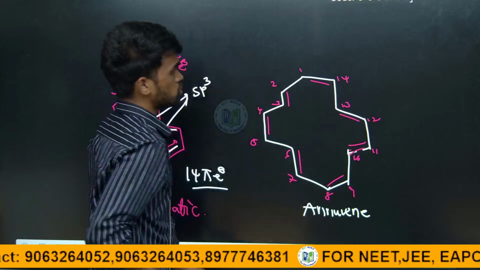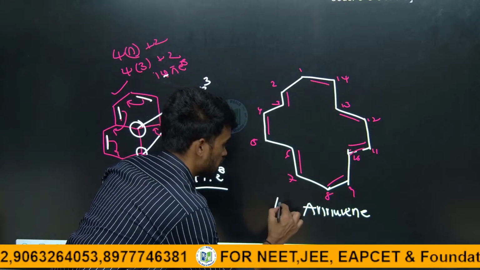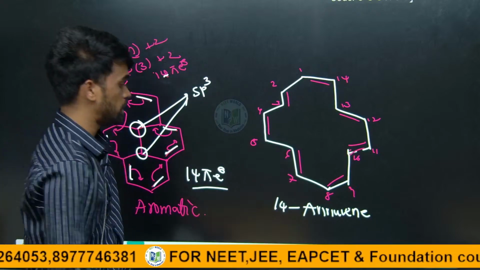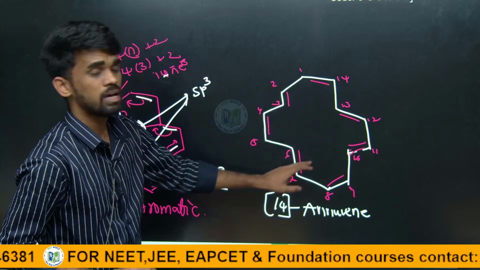So how many carbons are there total? 14 carbons are there. So you should give it the name 14 annulene. Write the 14 in a square bracket. So this is a way to represent the compounds.